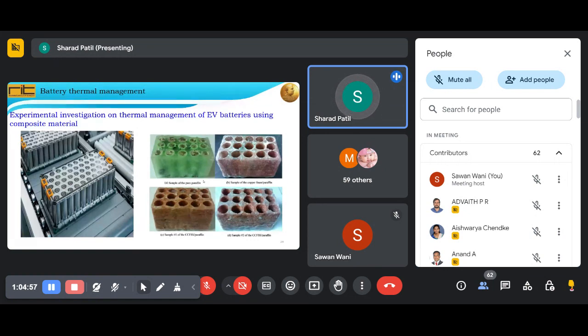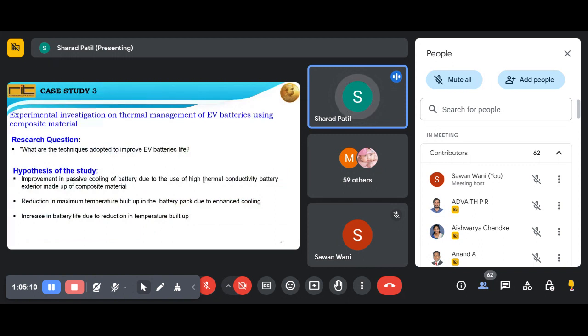questions and hypothesis for this. I have come to know that this is my research problem, that I would like to improve the performance of the battery in terms of the temperature or thermal management. Okay, so my research question is, what are the techniques adopted to improve the EV batteries' life? Because the life of the batteries, as I mentioned, depends upon one of the most important parameters, that is the temperature, which is raised during charging and discharging. So my question is, what are the techniques adopted to improve the EV batteries' life?